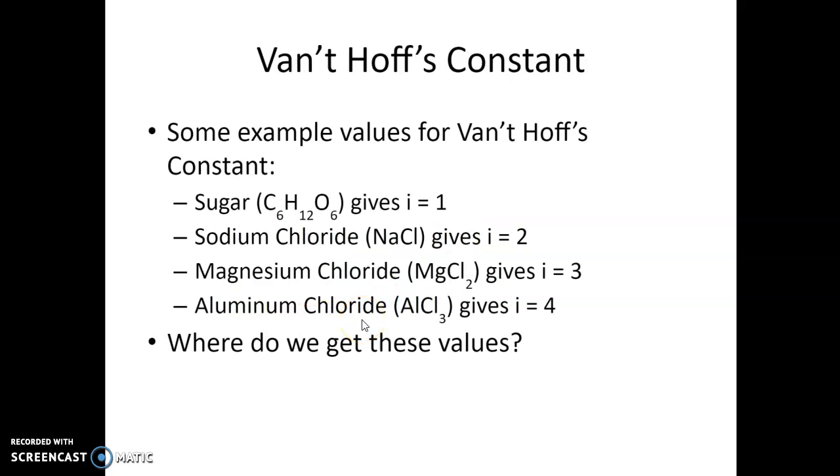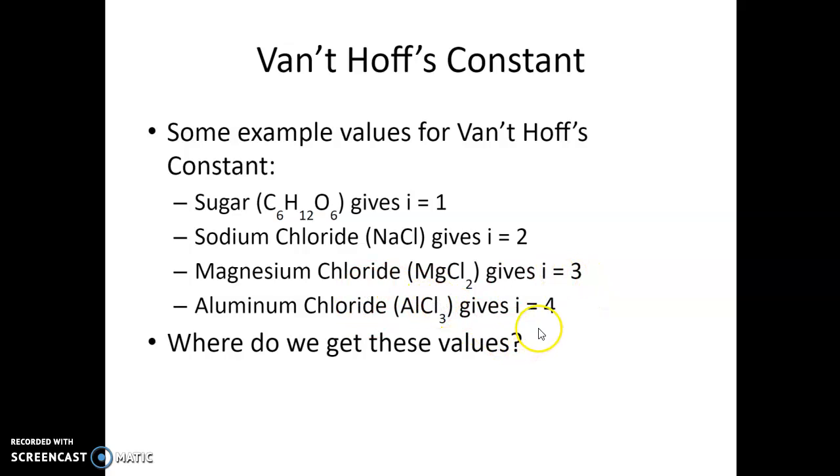The Van't Hoff constant, what we just talked about, what the i is, is very simple once you realize what it is. We're going to give you some examples right here. Sugar, which is C6H12O6, gives you a Van't Hoff constant of 1. Sodium chloride gives you a Van't Hoff constant of 2. Magnesium chloride gives you a Van't Hoff constant of 3.